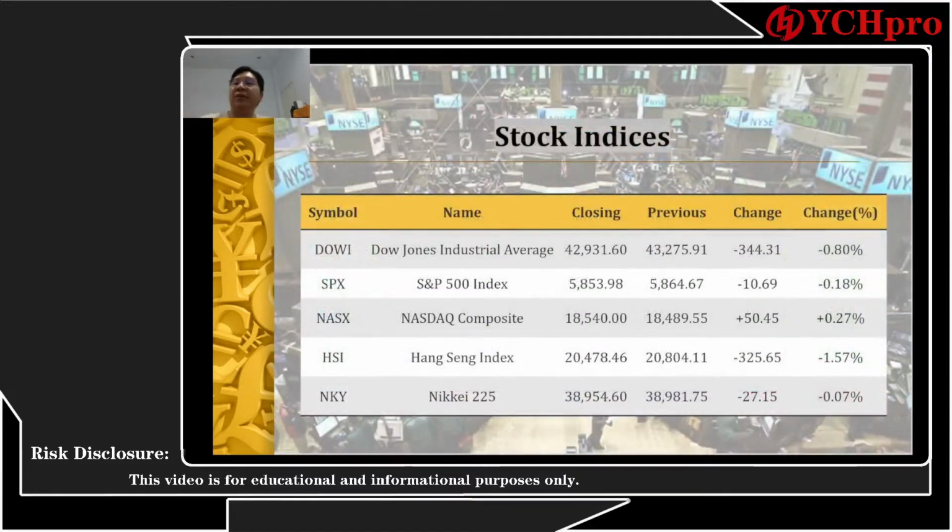Next, stock indices. After such turmoil, because after rising for quite some days, the US stock market started slipping lower, but it's not much, around 0.2% to 0.8% negative. But we are still seeing that the Nasdaq index was able to close higher by 0.3%. Meanwhile, the Hang Seng index and Nikkei were down on the red side.